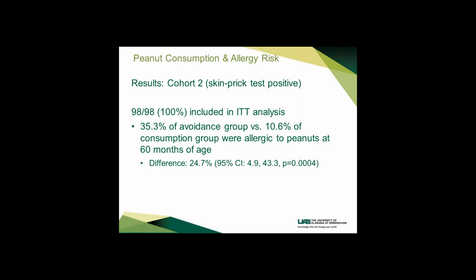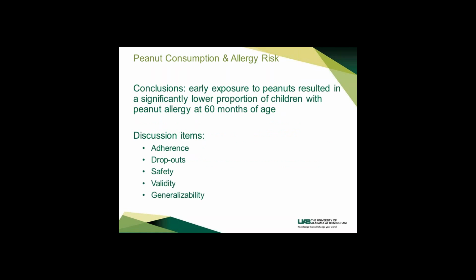In this group, there was a 35.3% frequency of allergy in the avoidance group, and 10.6% in the consumption group, who were allergic to peanuts at 60 months. The difference was almost 25%. And the confidence interval, again, fairly wide, but not overlapping 0, with a highly significant p-value. Their conclusion was that early exposure to peanuts resulted in a significantly lower proportion of children with peanut allergy at 60 months of age.